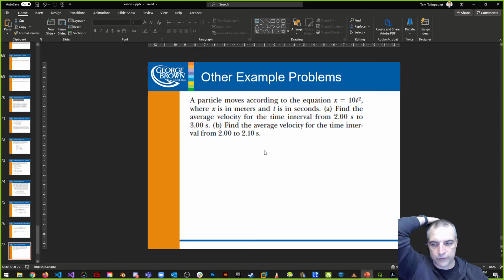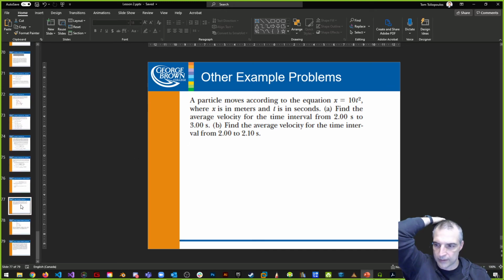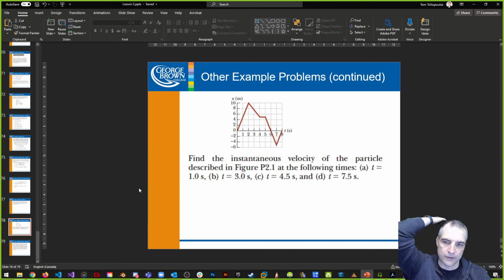So these are equations for you. Take a look at them. This is my second or third last slide, and it gives you some other example problems. Find the instantaneous velocity of the particle described in figure P2.1 at the following times. t is equal to 1. What's the instantaneous velocity? So if t is equal to 1, as an example, what's the instantaneous velocity? Where I have my displacement as x final over x initial. What's my instantaneous velocity here in 1 second?